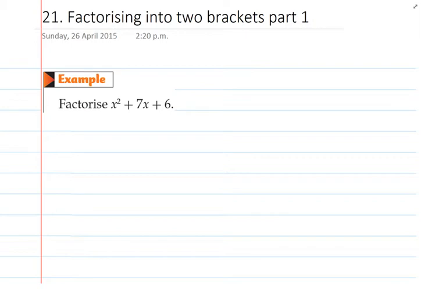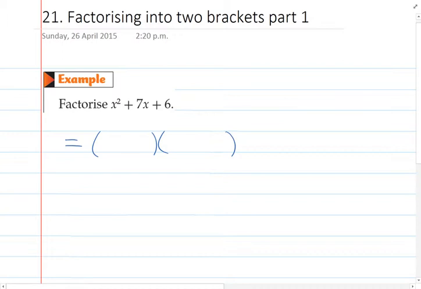Hi Year 10s, well we've done a lot of expanding, so now it's time to look at factorising and just see if you can think and remember what factorising actually means. So hopefully you remember that factorising means put into brackets, and so in this problem here, because we've got an x squared term, that means that we're going to be putting this into two sets of brackets.